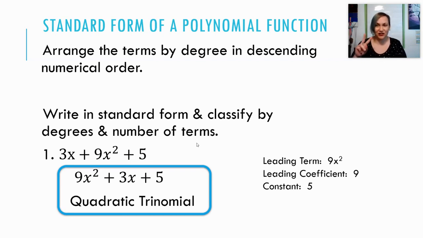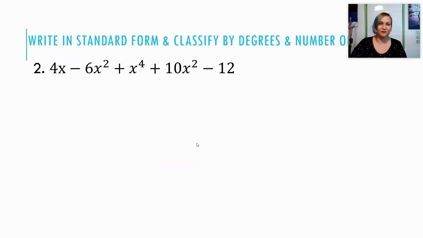Let's try 2 more just to make sure we feel confident. In this problem, I do have also some combining like terms to do. So I want to put the x to the 4th first because that's my largest exponent. I do not have an x to the 3rd, that's fine. So the next thing I'm going to do is put the x squared. I do want to combine together the negative 6x squared and the positive 10x squared. Then I would follow that with the 4x, and I would finish it off with the negative 12.